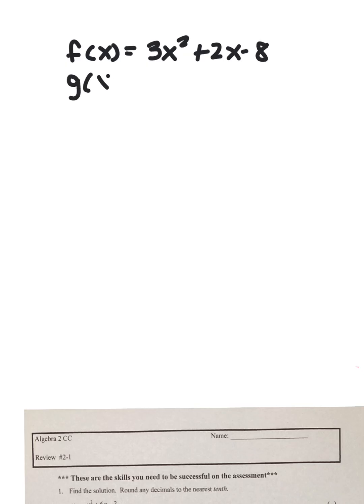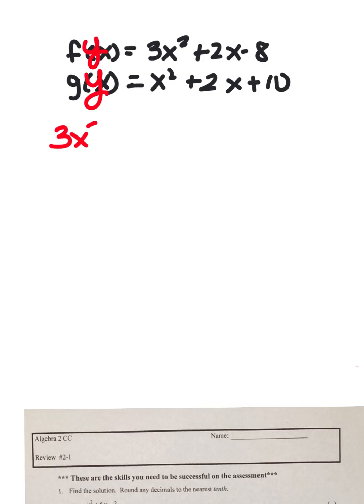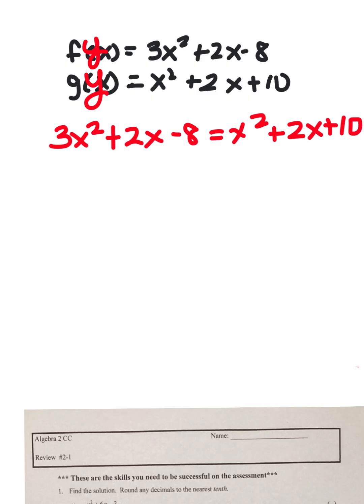All right, so for A, we have f of x equals 3x squared plus 2x minus 8. And g of x is equal to x squared plus 2x plus 10. All right, so they're both y equals, correct, right? They're both equal y, so just set them equal to each other. So remember, we're looking for where they intersect, but we have to do it algebraically, not on the graph. All right, so I set them equal to each other.